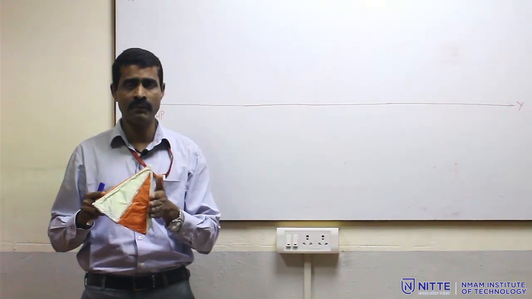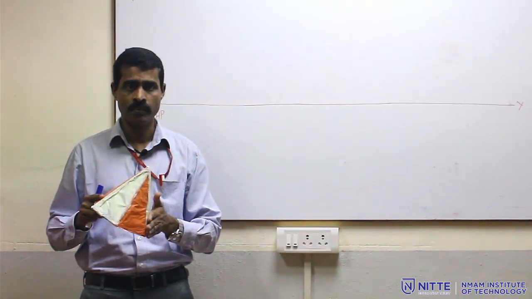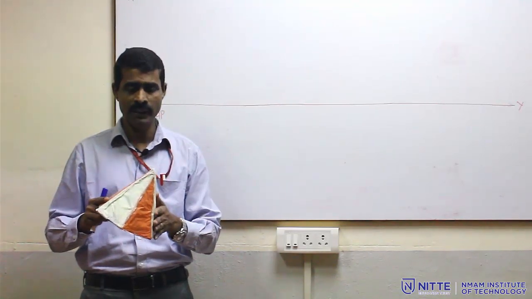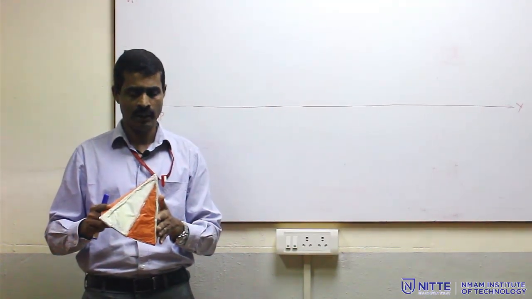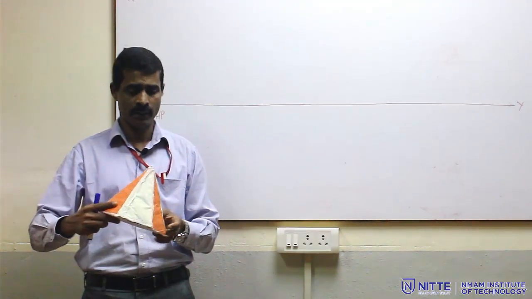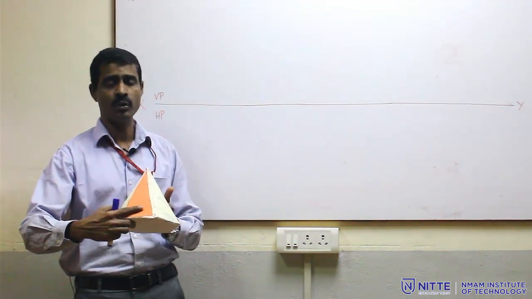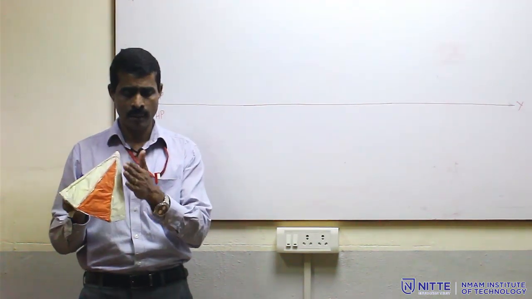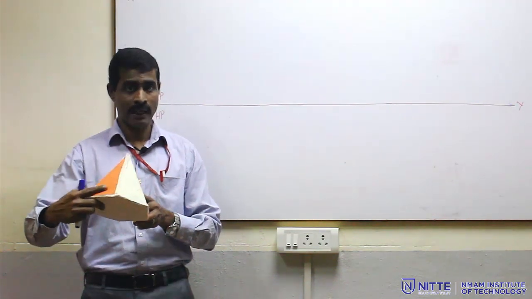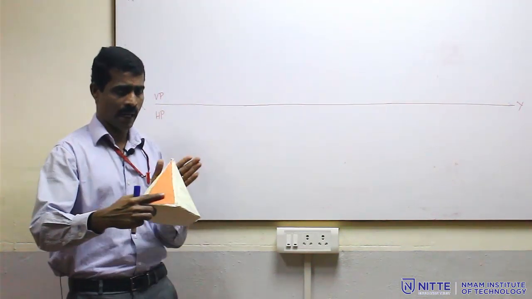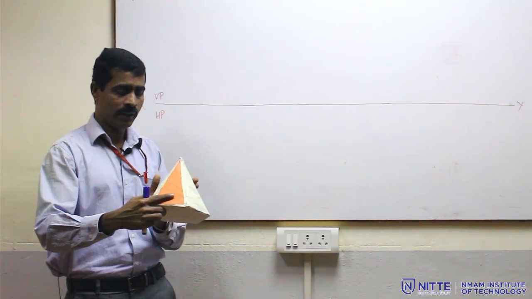And what condition is given? This triangular face is perpendicular to HP, means this way, and it is parallel to VP. So I have to rotate this way and nearer to VP. This particular triangular face is perpendicular to SP, parallel to VP, this is the vertical plane, parallel to VP and nearer to VP.